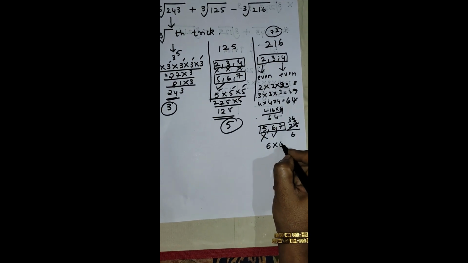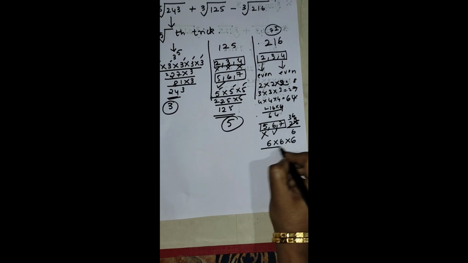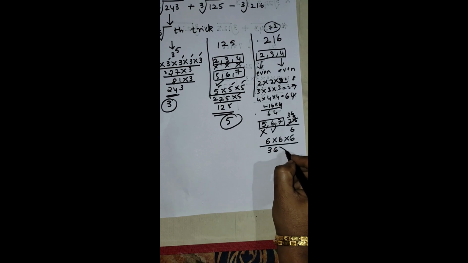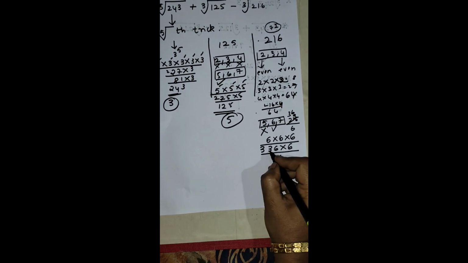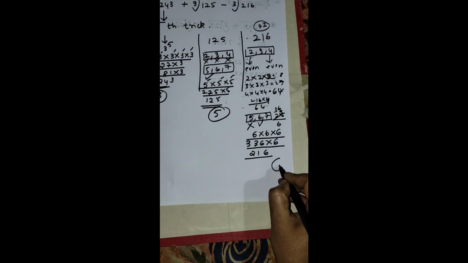6 into 6 into 6. 6 6s are 36 into 6. 6 6s are 36, 6 3s are 18 plus 3, 21. Yes. What is the answer? 6.